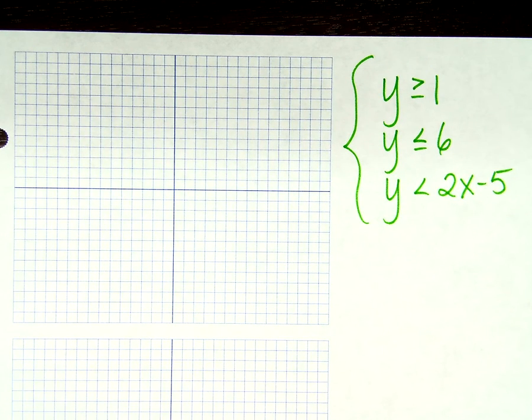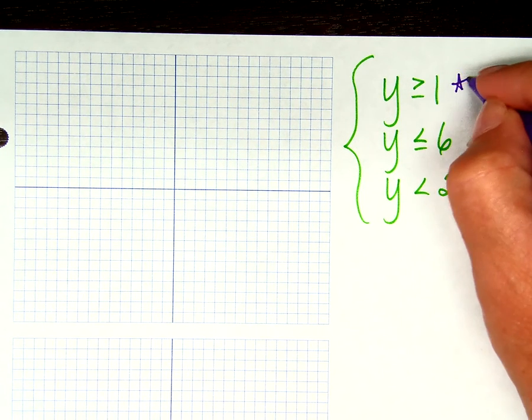Now, the problem that I noticed on your last test is that some of you do not remember how to graph by hand. And we are not doing this in the calculator. I need you to know how to do this by hand. I need you to know how to find the shaded area by hand. Is everybody clear on that? Okay, so let's graph the first one.